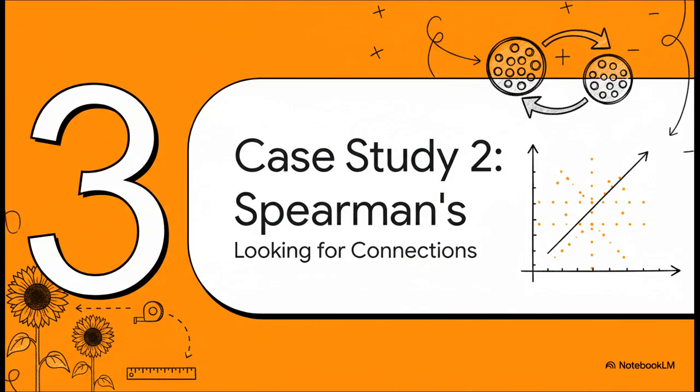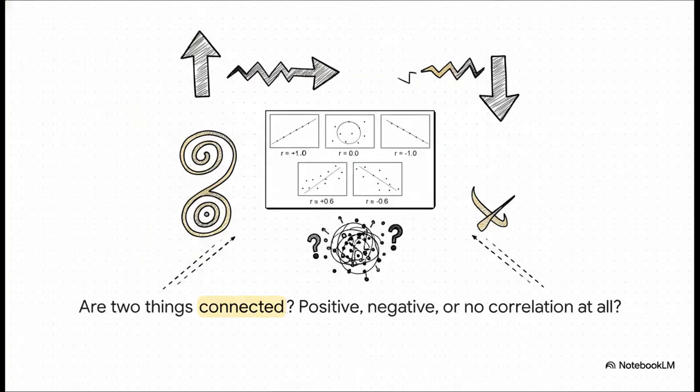Let's take a look at Spearman's rank, which helps us answer questions like, is a sunflower's height somehow related to how wide its stem is? Visually, what we're looking for is one of three possible patterns. Do height and width go up together? That would be a positive correlation. Or does one go up while the other goes down? That's a negative correlation. Or maybe there's just no relationship at all. Spearman's rank is going to give us a single number, somewhere between +1 and -1, that tells us exactly what's going on.